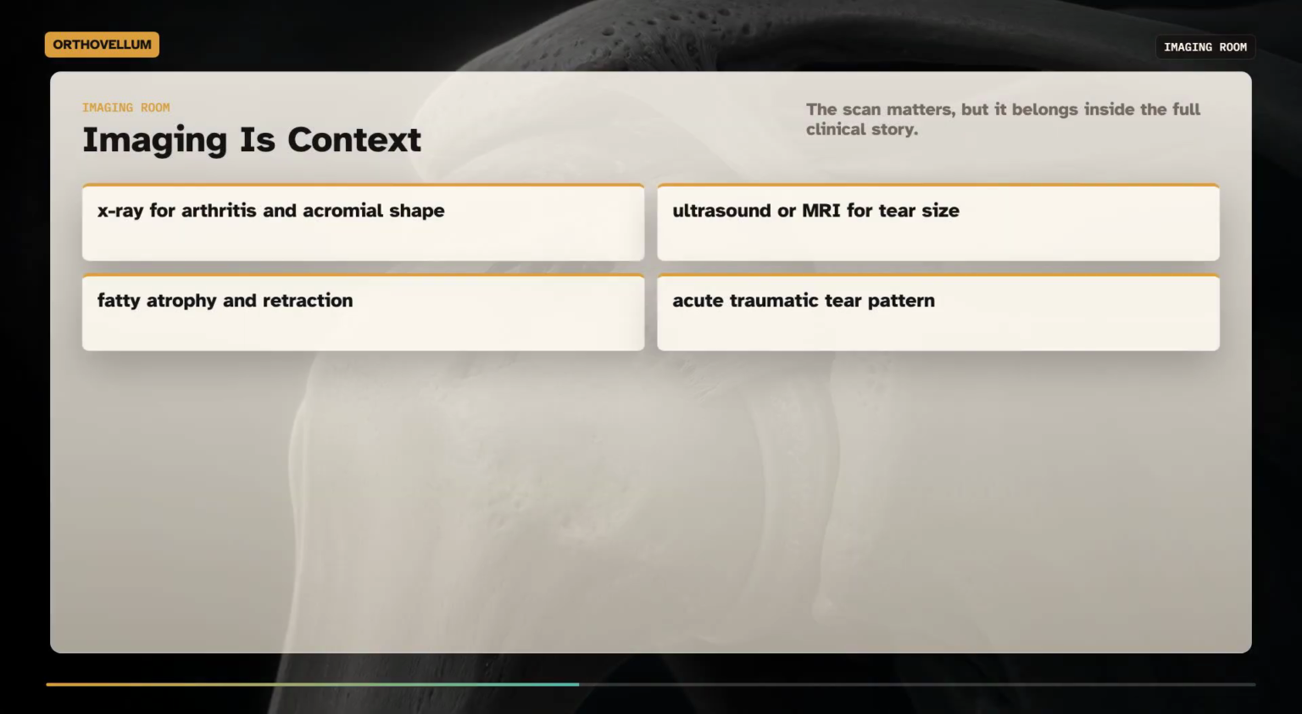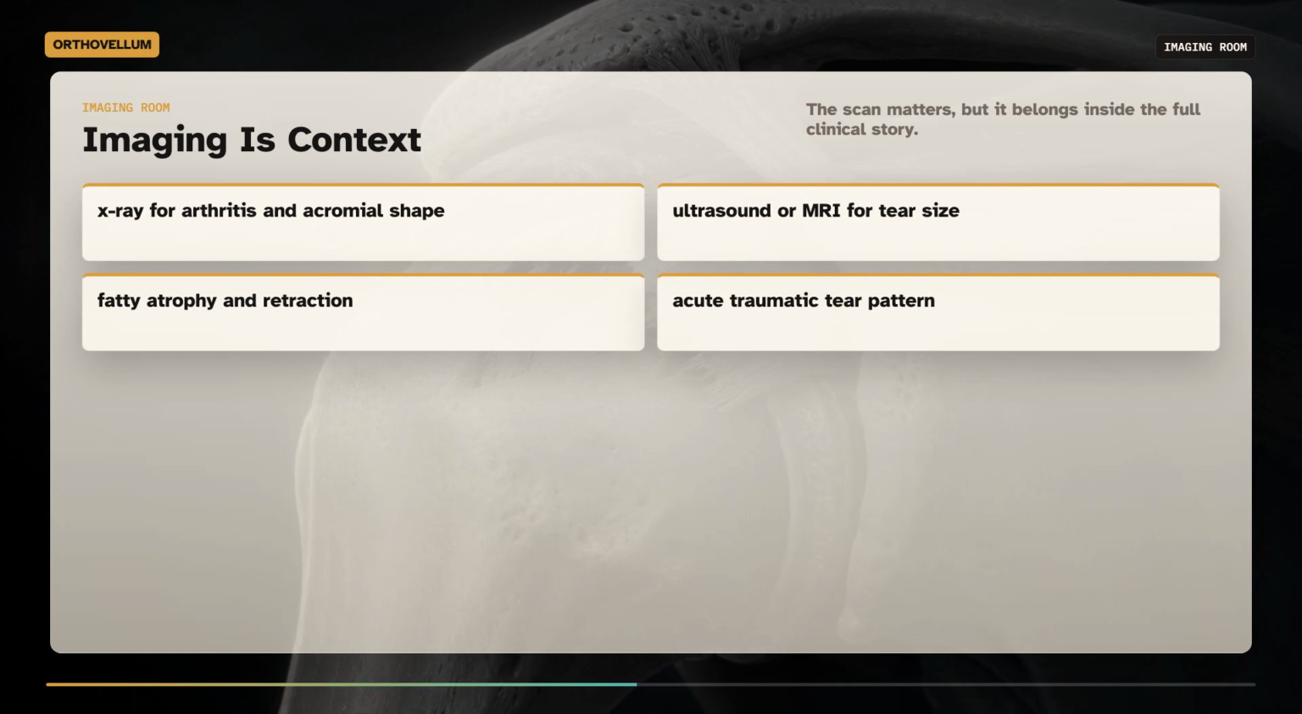Imaging helps when it is matched to the story. The useful imaging logic here is X-ray for arthritis and acromial shape, ultrasound or MRI for tear size, fatty atrophy and retraction, acute traumatic tear pattern. An image is evidence, not a verdict. The same report can mean different things in different people. The skill is to connect the image, the symptoms, the exam, and the person's goals. That is the difference between treating a scan and treating a patient. A useful image question is: did this picture reveal the diagnosis, confirm the severity, exclude danger, or help plan treatment?